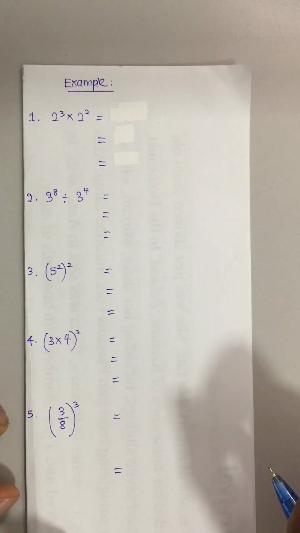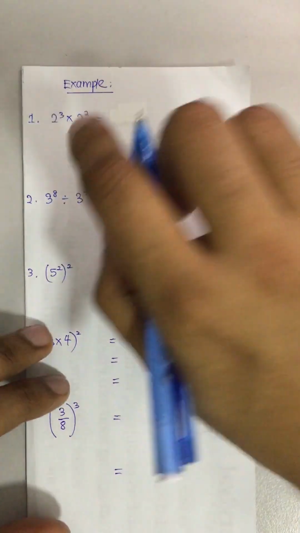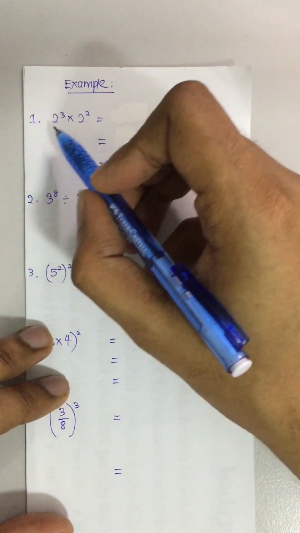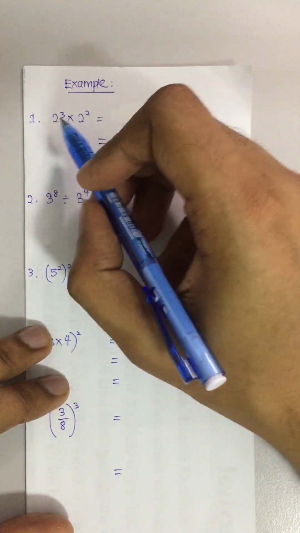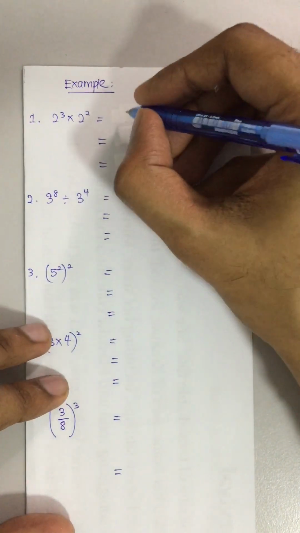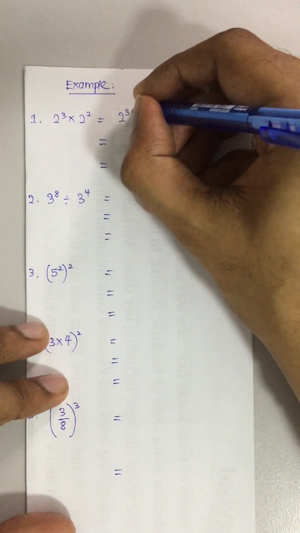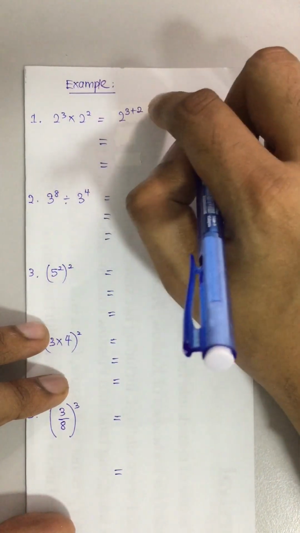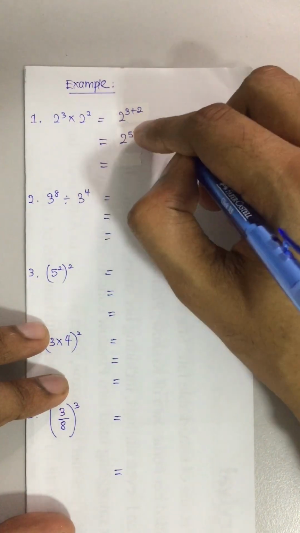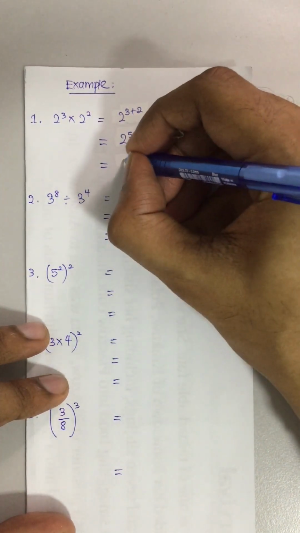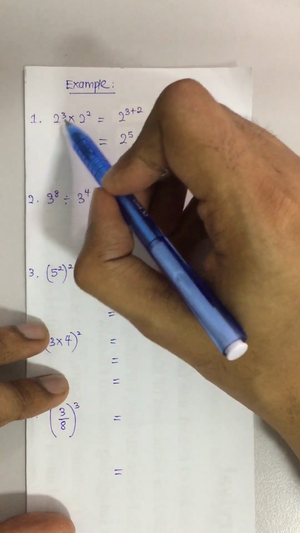Let us begin our explanation for the law of indices. As you can see here, you have five examples. Let us start with the first one: 2 to the power of 3 times 2 to the power of 2. How are we going to solve? From here, the powers, we can just add them. The 3 you just have to plus with 2. So 3 plus 2 is 5, and you get 2 to the power of 5. The actual answer is 32. That's all for the first law of indices.